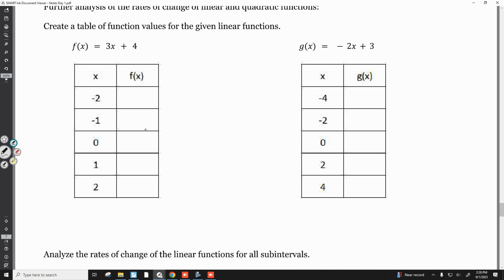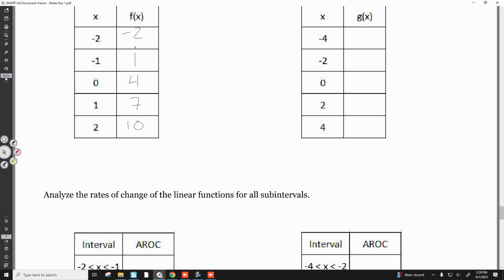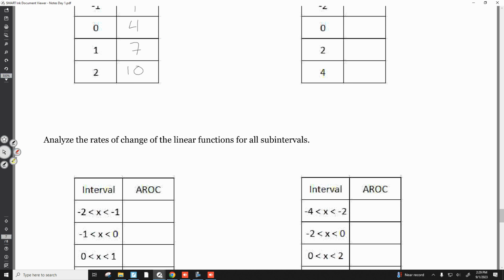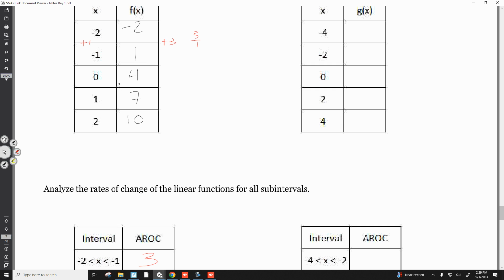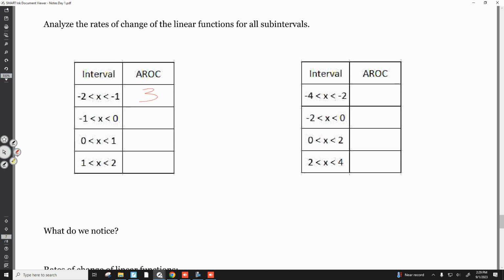I'm going to fill this in for you. Find the average rate of change of 3x plus 4. Well, I'm going to add 3 as I add 1. So I got 3 over 1. That's just 3. I will continue to find the average rate of change, and I get 3.